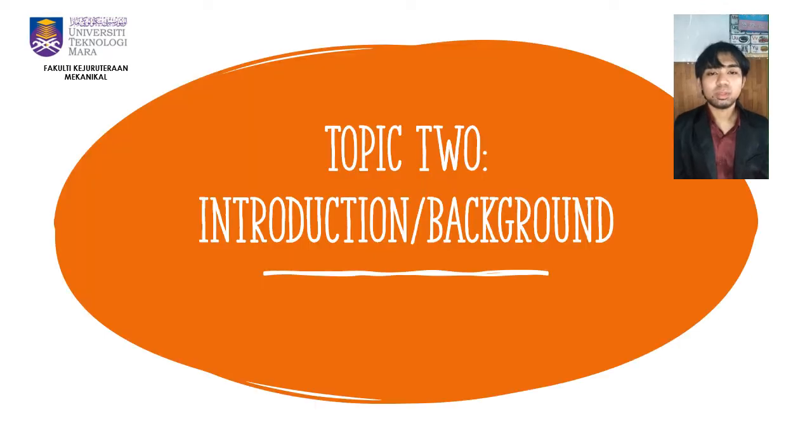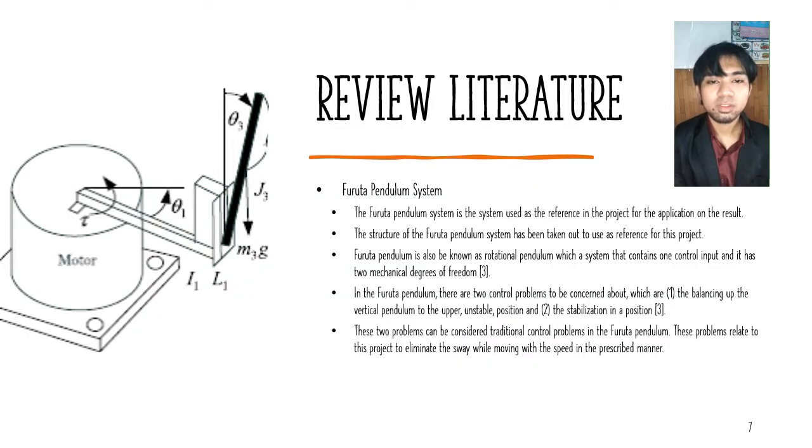Topic 2. This topic has 4 contents, which are literature review, problem statement, objective, and scope and limitation. Review. First is the Furuta pendulum. In this project, we have used the Furuta pendulum to further the study. The Furuta pendulum system is used as reference in the project for the application on result. The structure of the Furuta pendulum has been taken to use as reference for this project.